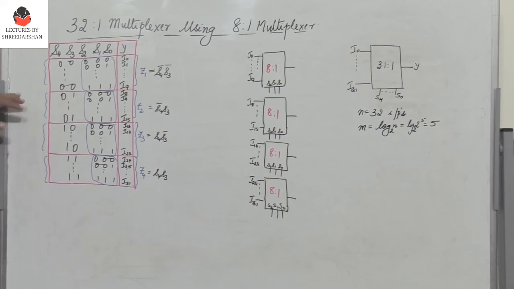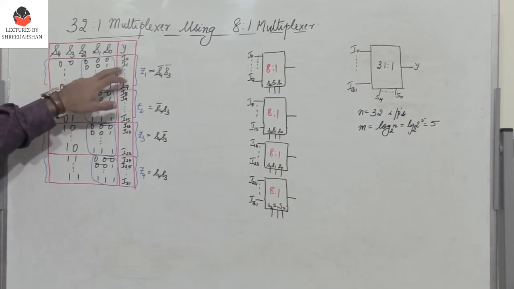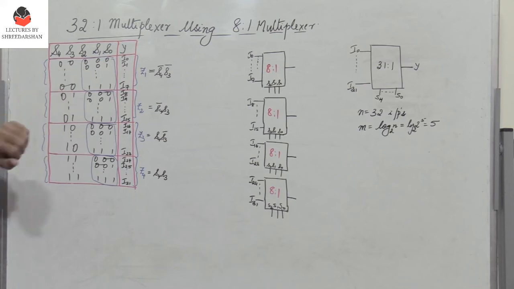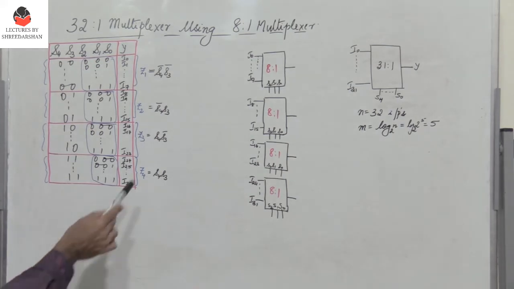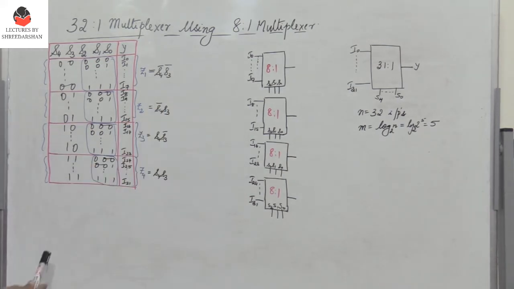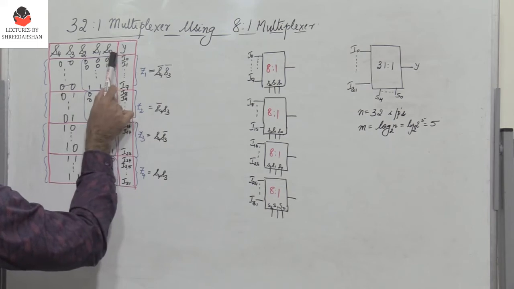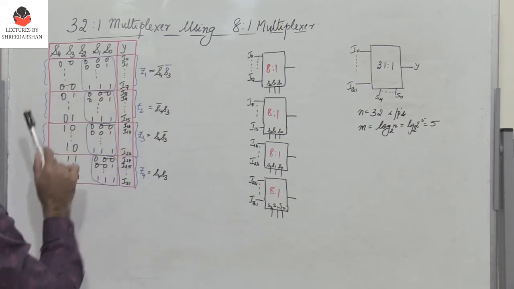So let's assume that I want to select, let's say, I1. If I want to select I1, I must have 0, 0, 0, 0, 1. So in that case, these 3 mux should be disabled and only this should be enabled. And this mux should be enabled if I get any one of these 8 combinations.